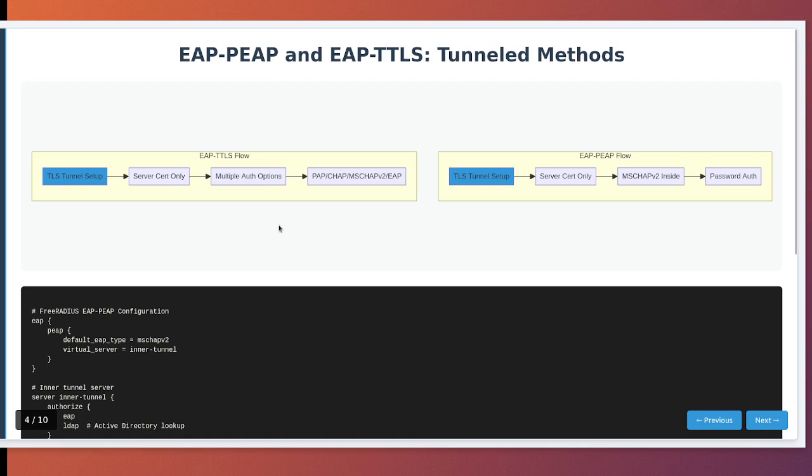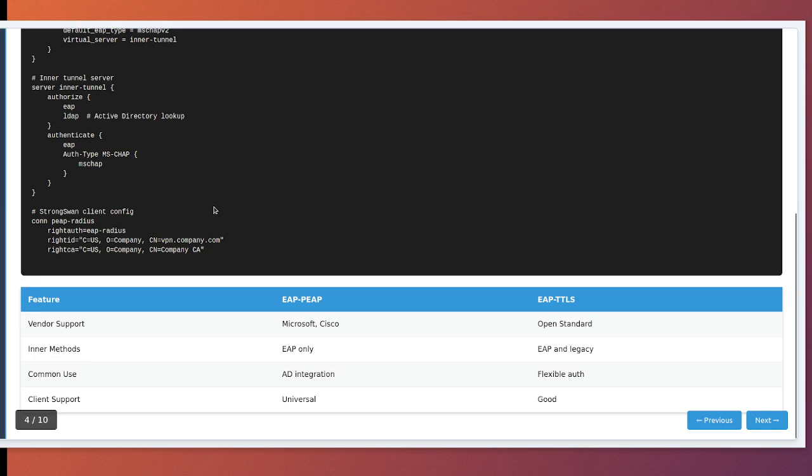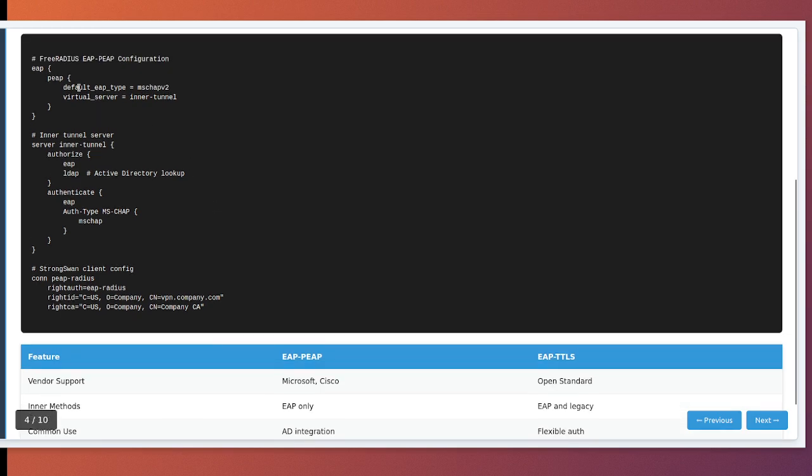Here is a real-world example. A university I worked with needed to support thousands of student devices, for example, laptops, phones, and tablets. Deploying certificates was impractical. We implemented EAP-PEAP with their existing Active Directory credentials. Students could connect using their regular username and password, but the authentication happened inside a secure TLS tunnel, protecting against eavesdropping and man-in-the-middle attacks. The configuration on this slide shows both PEAP and TTLS setups.